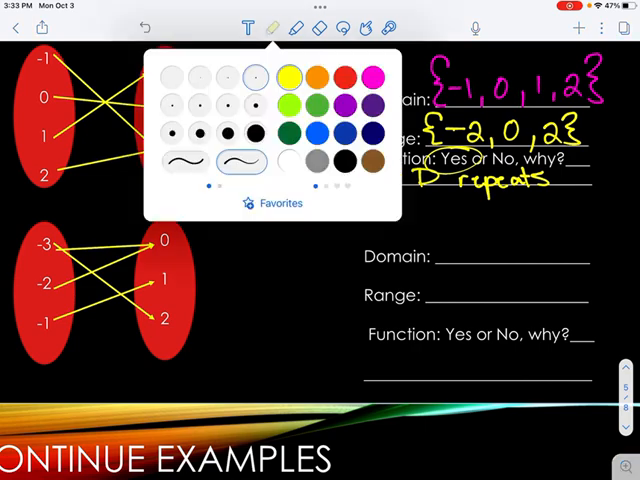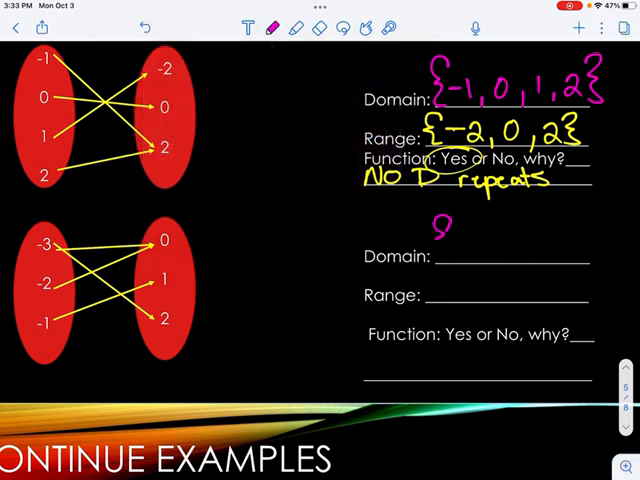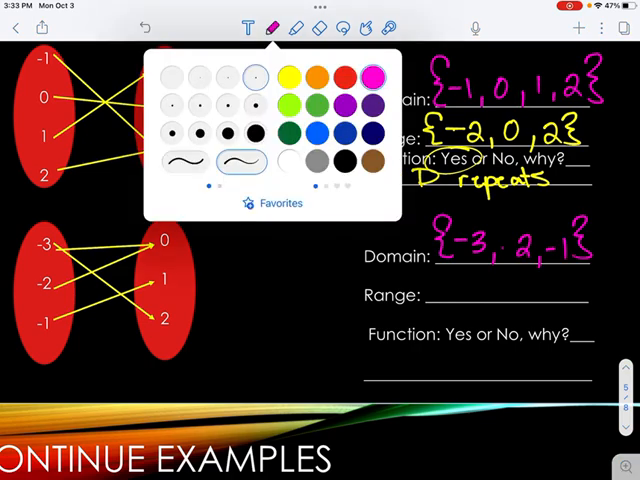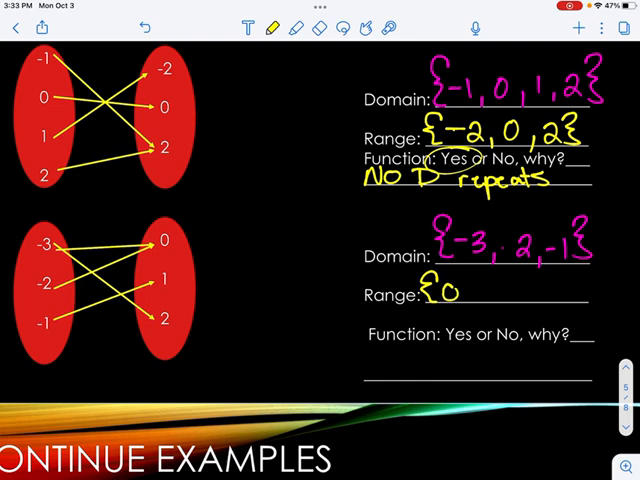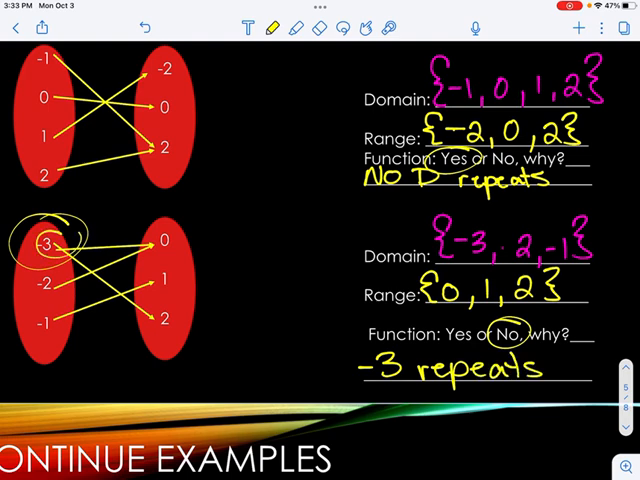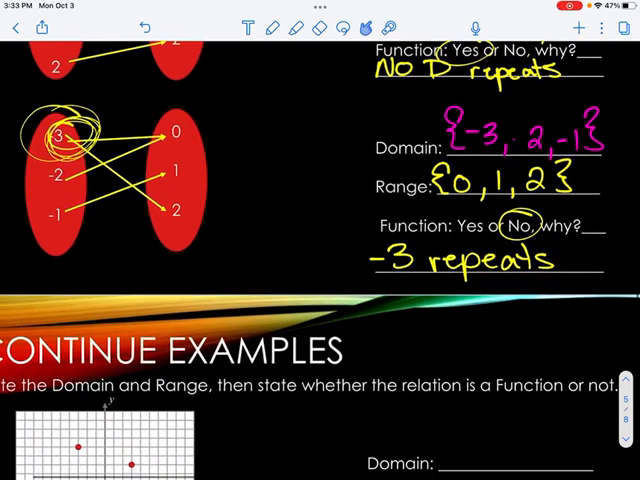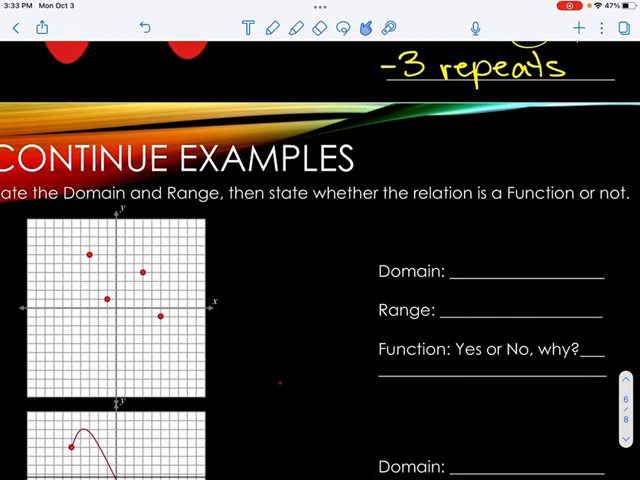Okay, let's try the next one with the mapping. Here we start off with the domain. Would be -3, -2, and -1. The range would be 0, 1, and 2. And it says, is this a function? And this would be no because -3 repeats. And the reason I know that is because it has 2 lines coming out of it, so I know it is repeating. Okay, let's take a look at the graph.